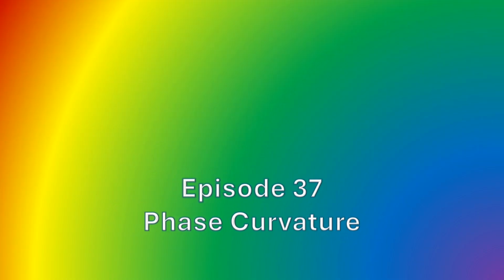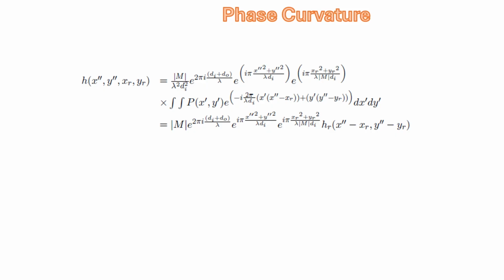Episode 37, Phase Curvature. So, in episode 36, we talked about the coherent impulse response, the impulse response between the object space, which here we've denoted by x sub r or y sub r, to image space, which for this particular equation is denoted x double prime, y double prime. X sub r is a demagnified measurement, so x sub r is equal to x divided by the magnification, where x is positioned in the object space. So we find it convenient to try to make the system shift invariant, which we do by rescaling the coordinates.